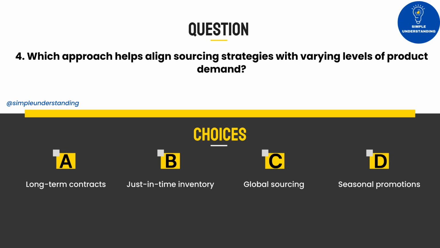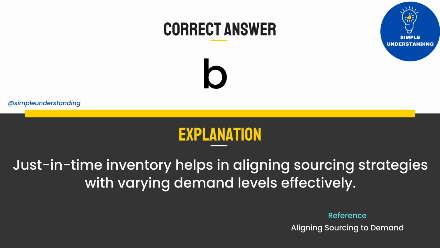4. Which approach helps align sourcing strategies with varying levels of product demand? A. Long-term contracts. B. Just-in-time inventory. C. Global sourcing. D. Seasonal promotions. Correct answer, B. Explanation. Just-in-time inventory helps in aligning sourcing strategies with varying demand levels effectively.